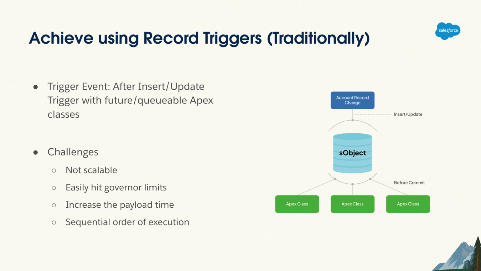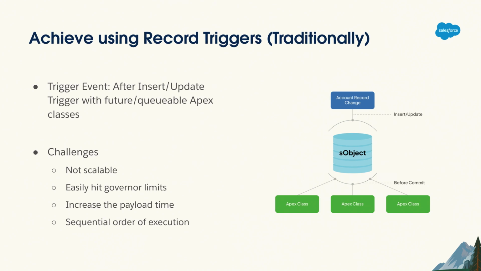Number three, it increases the payload time. When you have multiple systems connected and you're trying to pass live data, there's going to be a huge resource consumption as part of the transaction. And number four, it goes through a sequential order. Whenever anything goes through a sequential order within the Apex transaction, if a breakage happens, everything that comes after is going to be stopped and rolled back. So this is how we used to do it using traditional triggers.